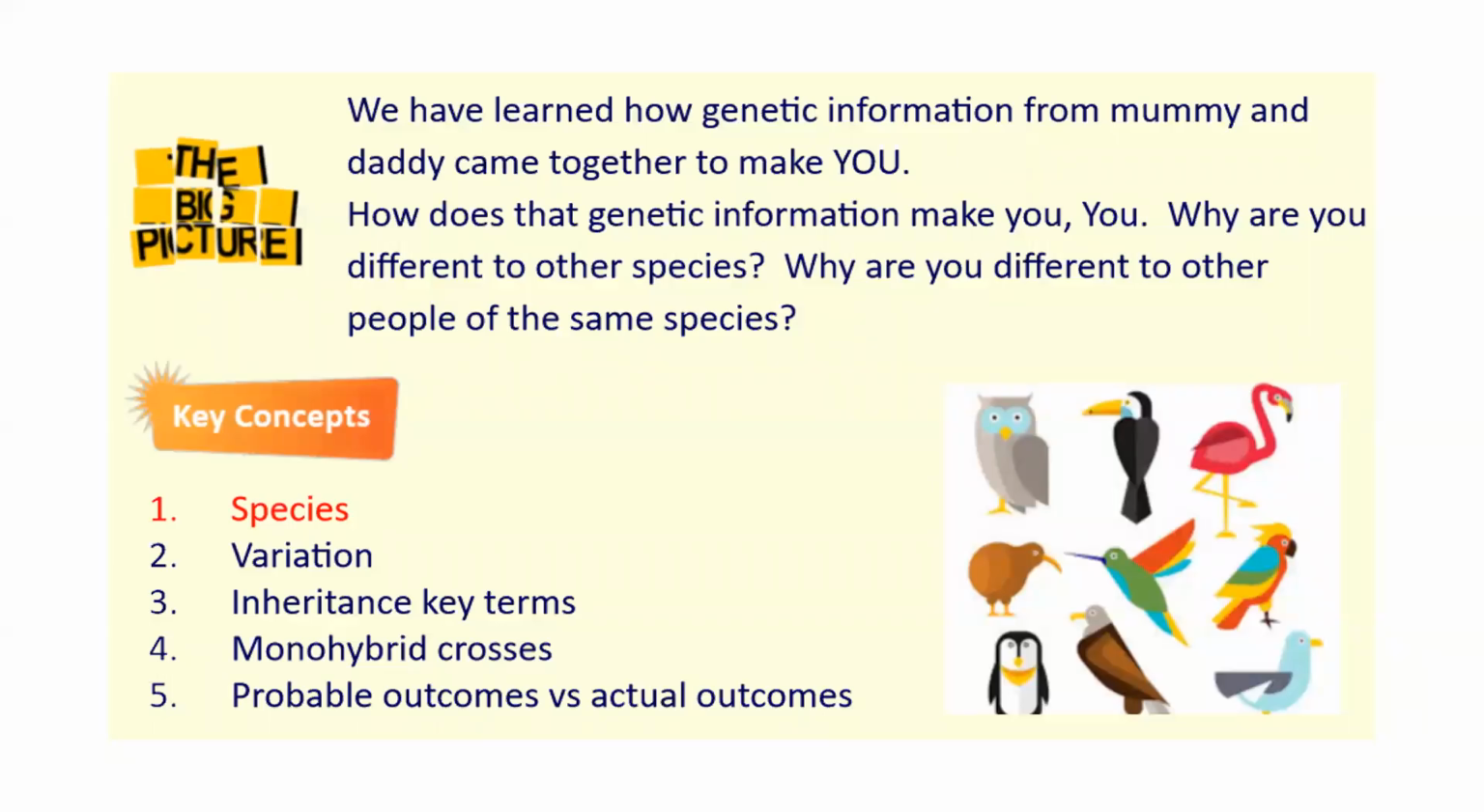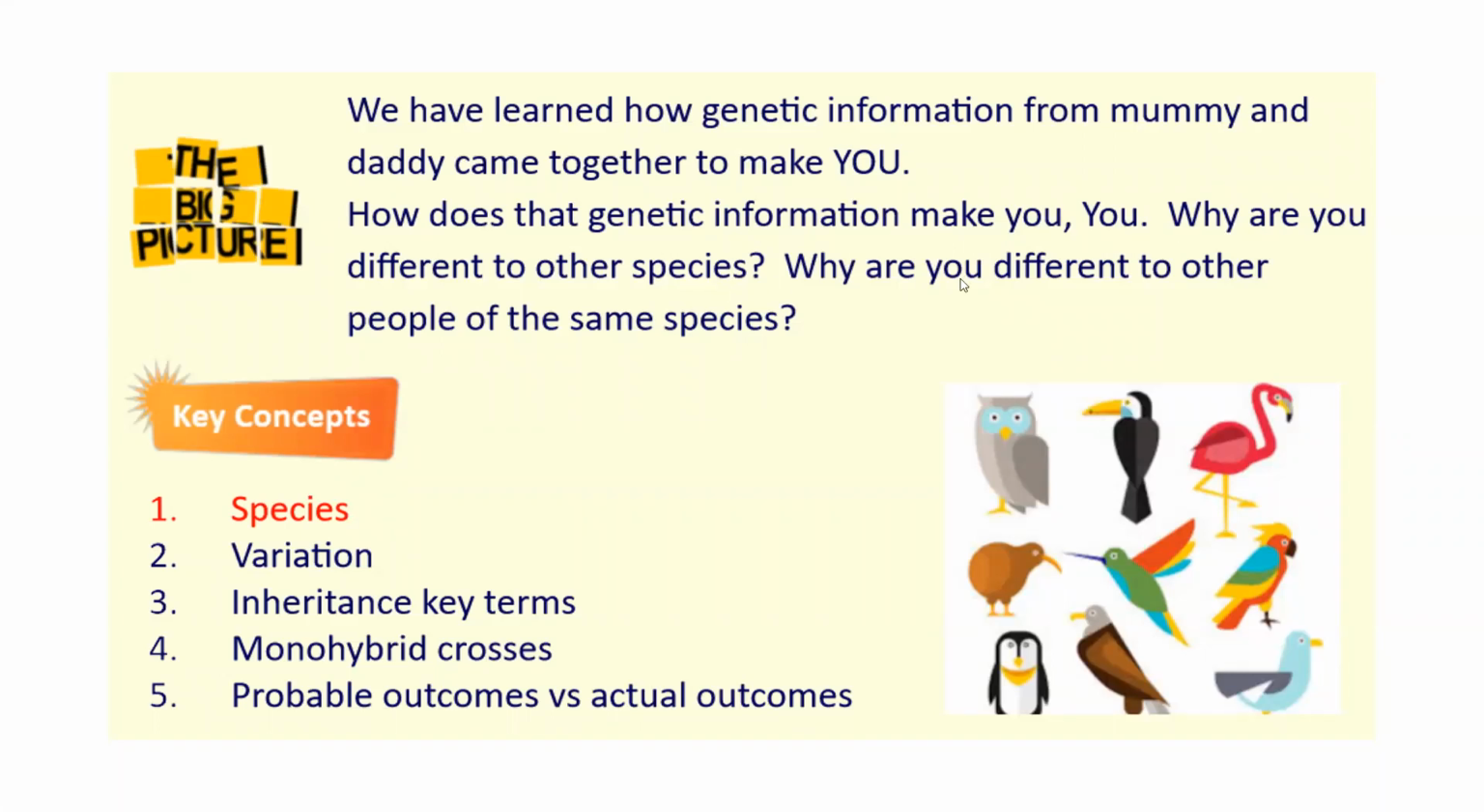So this is the final key area of the National 5 course, and it's called Variation and Inheritance. This topic is all about how the genetic information that we have from our mum and dad goes on to make us who we are. The first video in this key area is all about species and variation, and then we'll go on to have a wee look at inheritance, so how our genetic information makes us who we are.